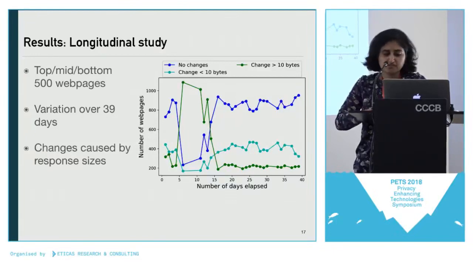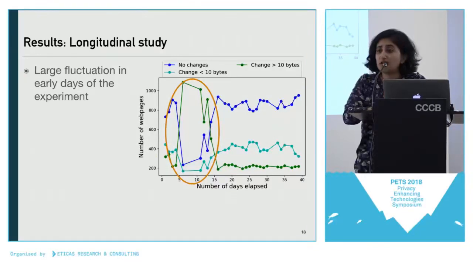In the initial days of the experiment, we actually found some large fluctuations. There were a large number of web pages that showed a change greater than 10 bytes here. And we are not really sure why these fluctuations were caused. Maybe there was some error message which could have contributed to differences in the packet sizes. So we are still running the experiment to see if this behavior occurs again.